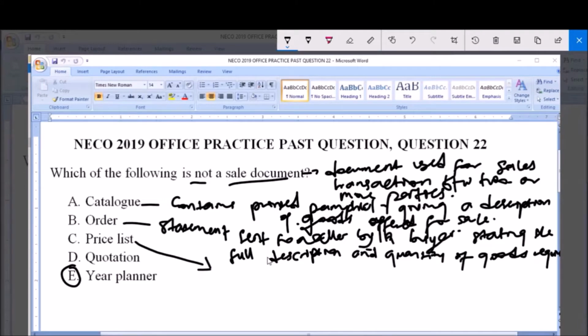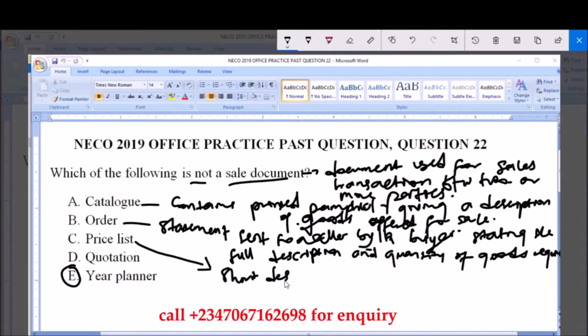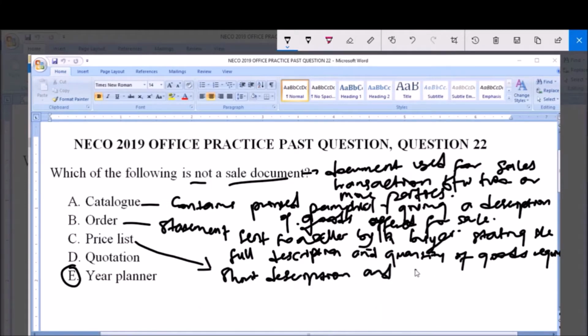Now C here says price list. Price list contains a short description and current price of goods offered for sale. So therefore price list is a sale document.